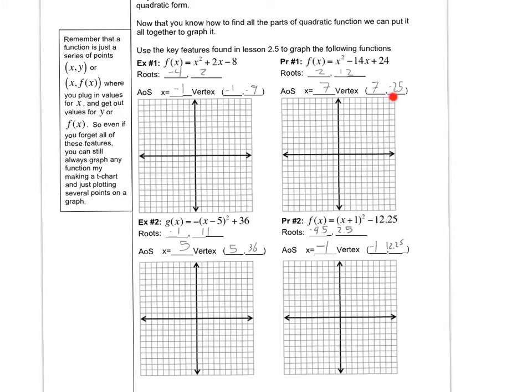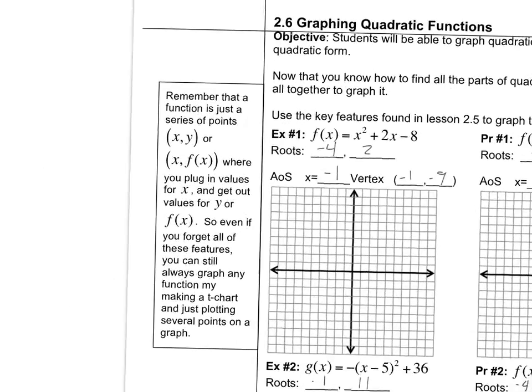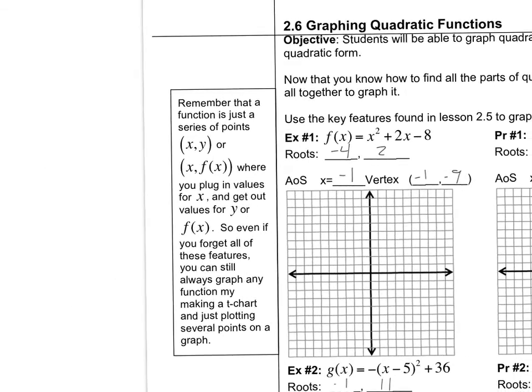Okay, hopefully you've copied down all the information from the last page of notes. Before we go through and graph with all these parts, I want to remind you that even if you forget how to find the roots, the axis of symmetry, or the vertex, you can still always graph a function. You just start by making a t-chart. Let me just explain what that would look like real quick for example number 1. We're not going to actually graph with the t-chart, but if I wanted to, I could make a t-chart and just pick some values. So here's my graph.